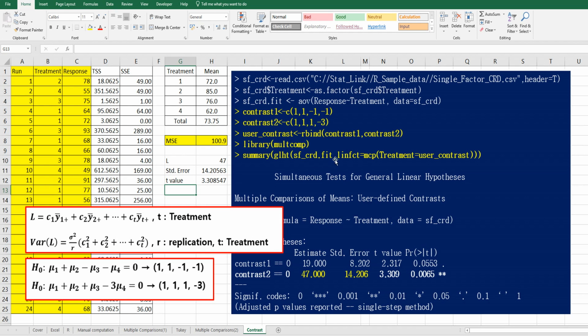So again, in summary, we can make our own contrast like this. The sum of these coefficients should be 0, right? And once you combine those two contrasts, you can use this contrast here, mcp, and parentheses, treatment equals this contrast here. Then we can get this output. I hope it was useful for you to understand contrast, how to use contrast after ANOVA analysis.